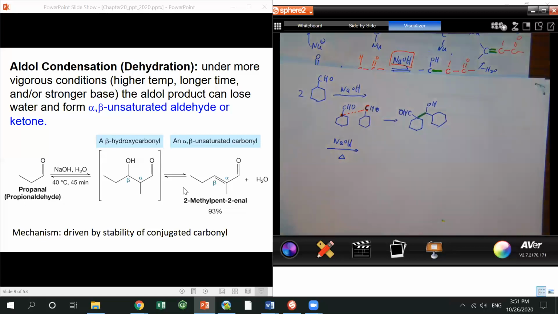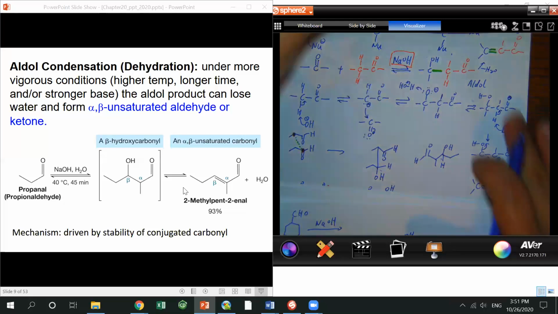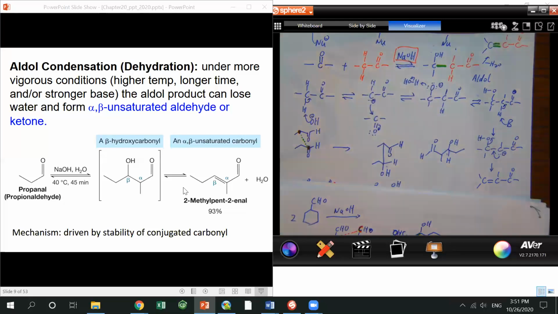can you show the dehydration? Okay, so just put it on two pages. I cannot show two things on one page again. All right.